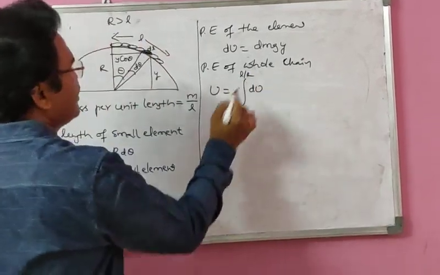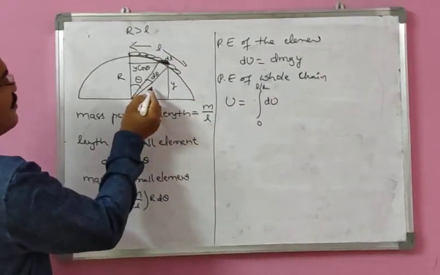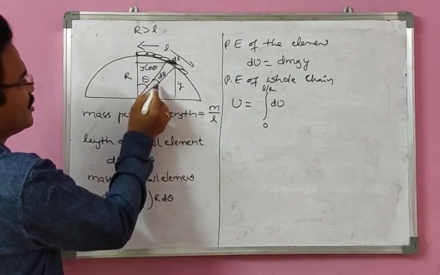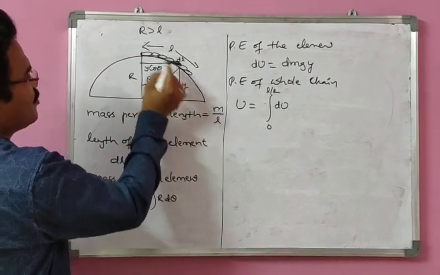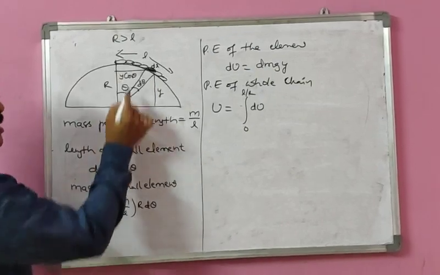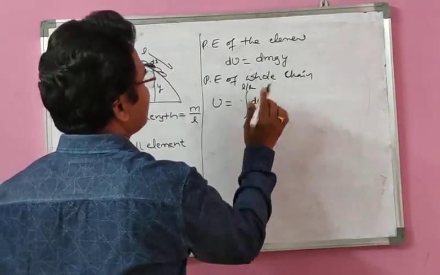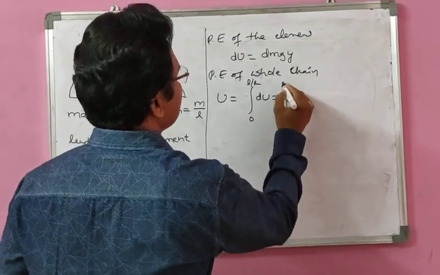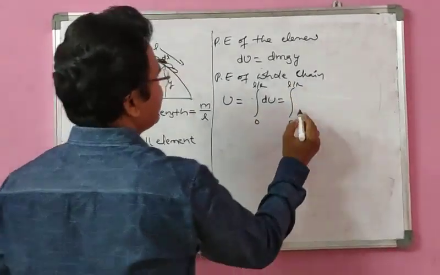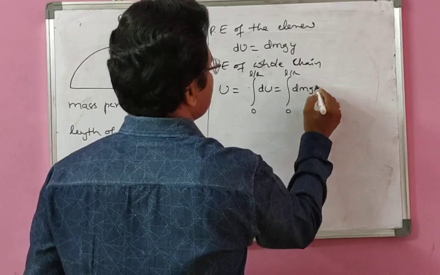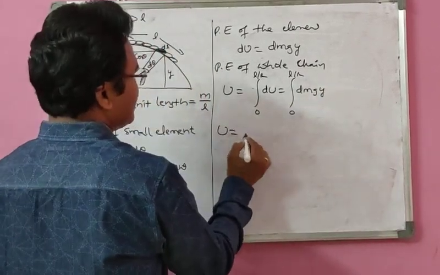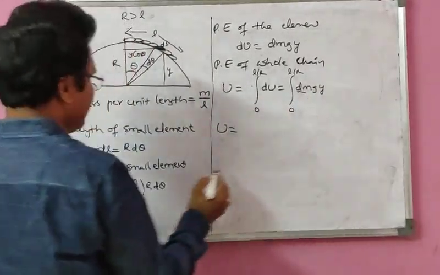Why have I chosen L by R? The angle extends from where to where here, here to here. This total angle equal to how much are we going to get? L by R. Hence, I wrote like this, du, that is integral from 0 to L by R of dm g y. So U equal to, I'm substituting the dm value, how much here?